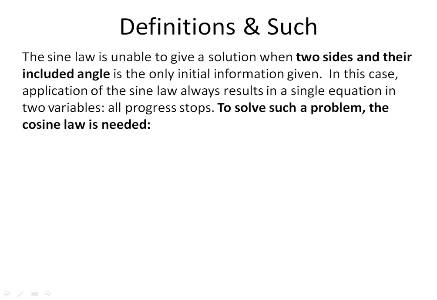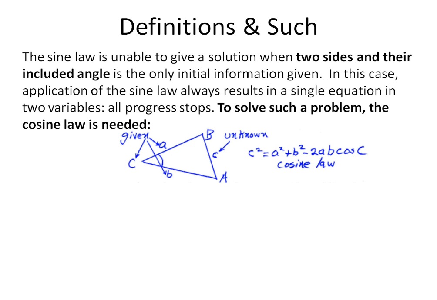The sine law is unable to give a solution when two sides and their included angle are the only information that you're given. Okay? In this case, the application of the sine law always results in a single equation in two variables, which means that you cannot solve it. Because it is one equation in two variables, all progress is going to stop. So that's why we have the cosine law, which comes up and tells us this.